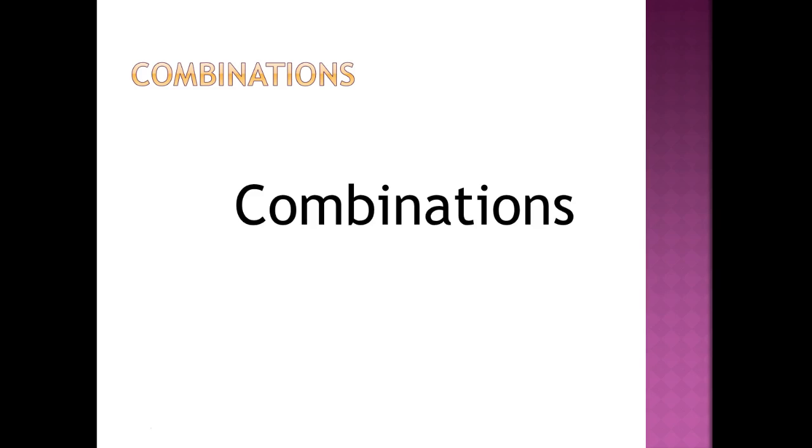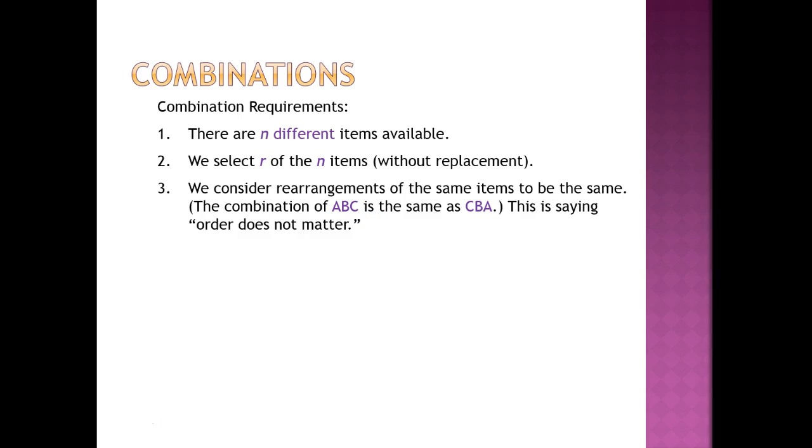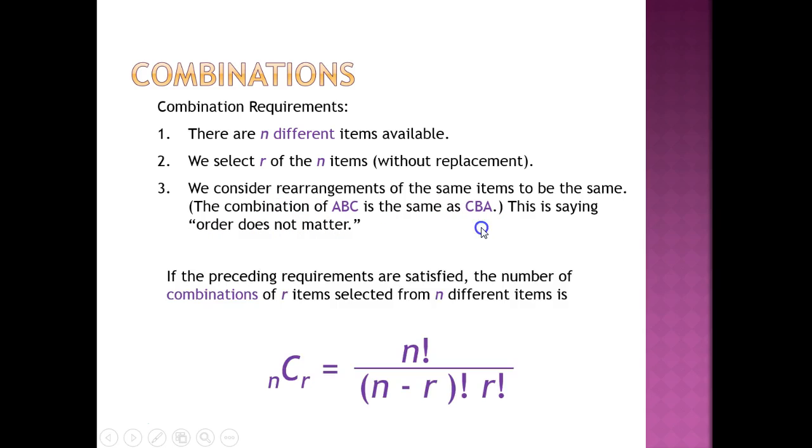With combinations, order doesn't matter. There are n different items available. We select R of the n without replacement. However, with a combination, ABC is the same as CBA. The best way to explain this to you is with an example. Now, the formula for a combination is different than that of a permutation. It's n factorial divided by n minus r factorial times r factorial.